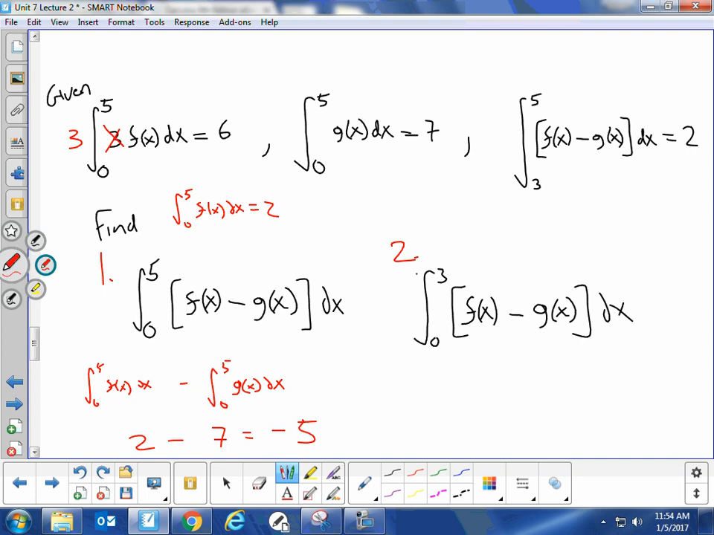Now the second one asks me for the area from 0 to 3. Well, I have 0 to 5, 0 to 5, and 3 to 5. How am I going to find 0 to 3? Well, it's the whole a to b plus b to c gives you a to c. 0 to 3 plus 3 to 5 will give me 0 to 5. 0 to 5 I found, it was -5. 3 to 5 is 2. That means 0 to 3 has to be -7.